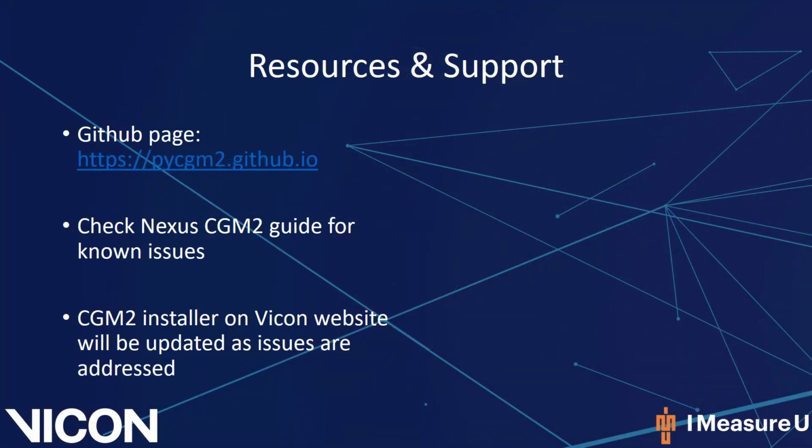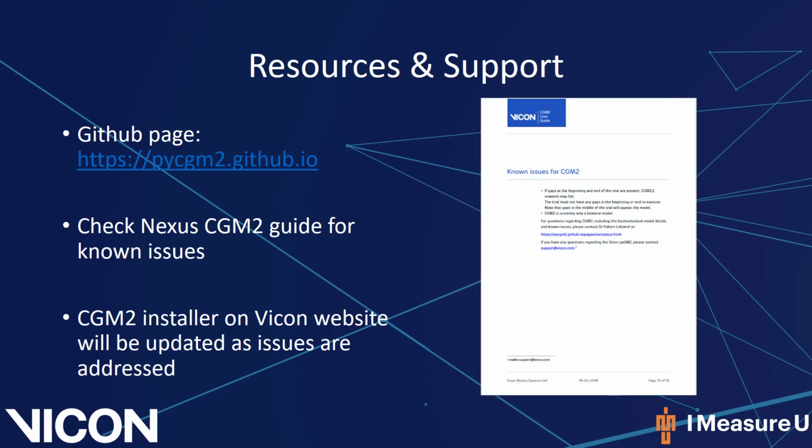As mentioned earlier in this video, the main resource for these models will be the GitHub page. While support and validation of these models will be handled by Fabian, Vicon continues to work very closely with him to make the models as easy as possible to implement within Nexus 2. As we are made aware of Nexus 2 integration issues, we will document them in the last section of the CGM2 user guide. The model, and thus the Nexus CGM2 installer, will be periodically updated to address these issues, so please make sure that you have the most up-to-date version of the installer and that you make yourself aware of the section within the guide.